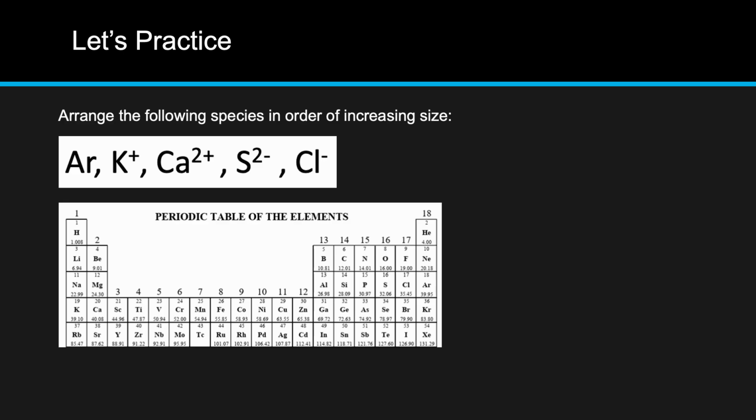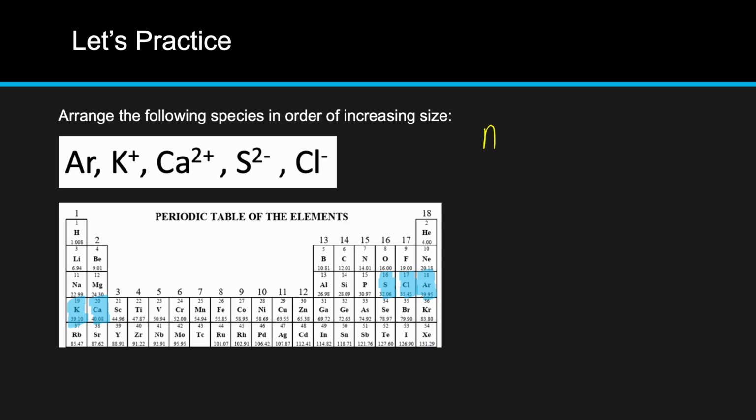So the first thing I'm going to do when I'm getting a question like this is just look at where these elements are on my periodic table. So I have argon, I have potassium, I have calcium, I have sulfur, and I have chlorine. So I look at these and they're all very close to each other, and when you actually add or remove the electrons, they're all going to have the exact same electron configuration as argon.